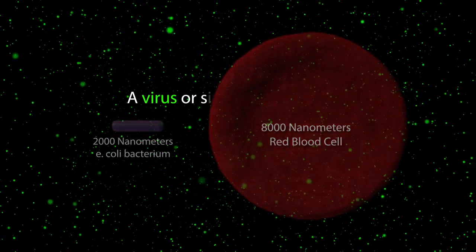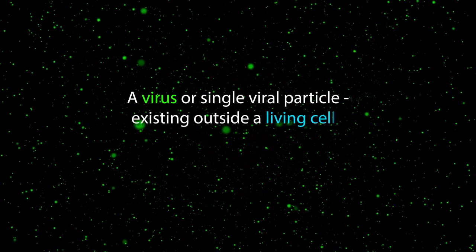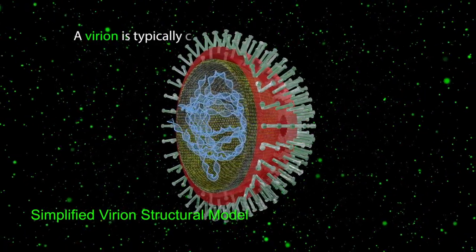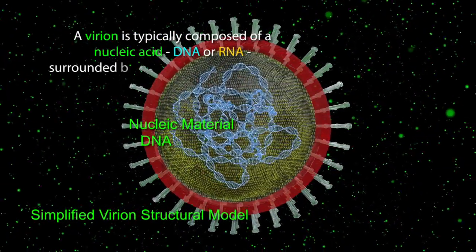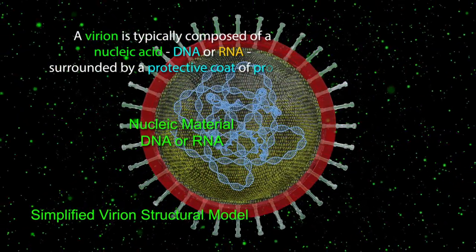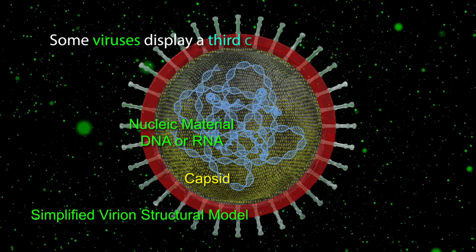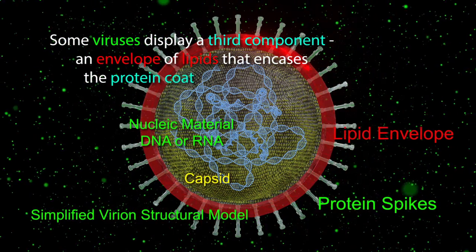A virus or single viral particle existing outside a living cell is called a virion. A virion is typically composed of a nucleic acid, DNA or RNA, surrounded by a protective coat of protein called a capsid. Some viruses display a third component, an envelope of lipids that encases the protein coat when the virus is outside a cell.